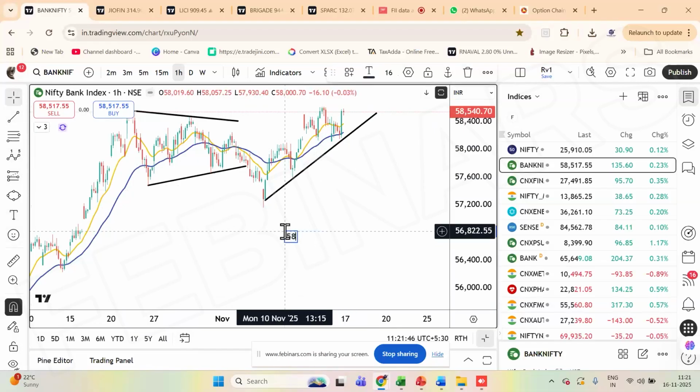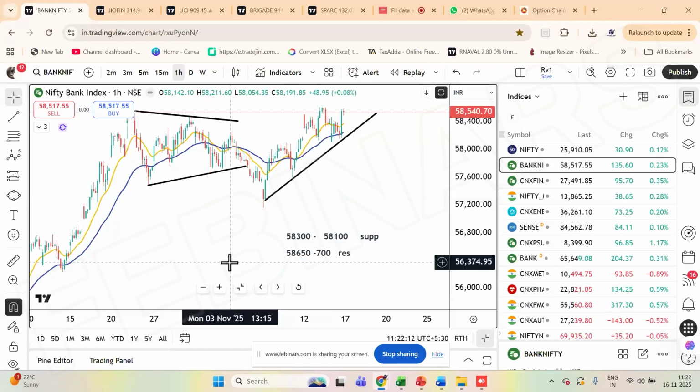Basically 58,300 to 58,100 is support for the Bank Nifty. 58,650 to 700 is the resistance for the Bank Nifty. That is what we have defined as the range for the Bank Nifty for the next week.